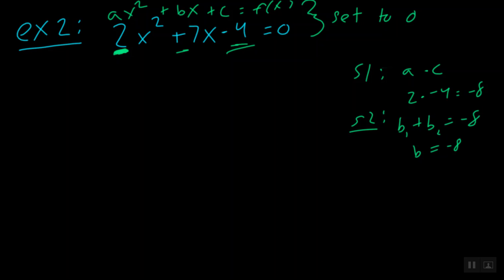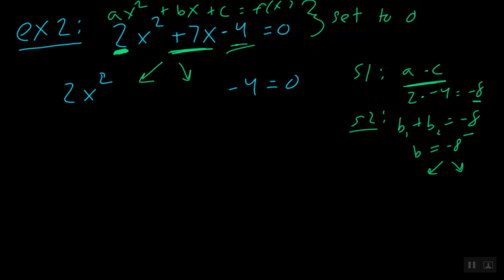So essentially, what does that really mean? It means that we're going to take this 2x squared and this minus 4 equals 0, and leave all that alone. What we're really trying to do is take this positive 7x and split it up into two numbers that multiply to our a times c, or our negative 8. So let's break this down. What two numbers multiply to be negative 8 but add up to be positive 7?